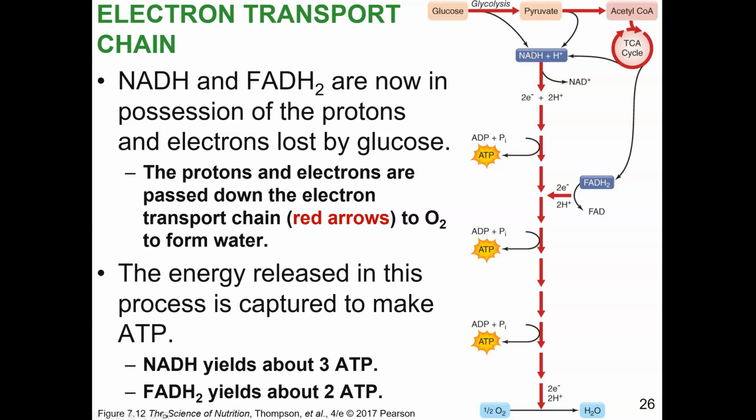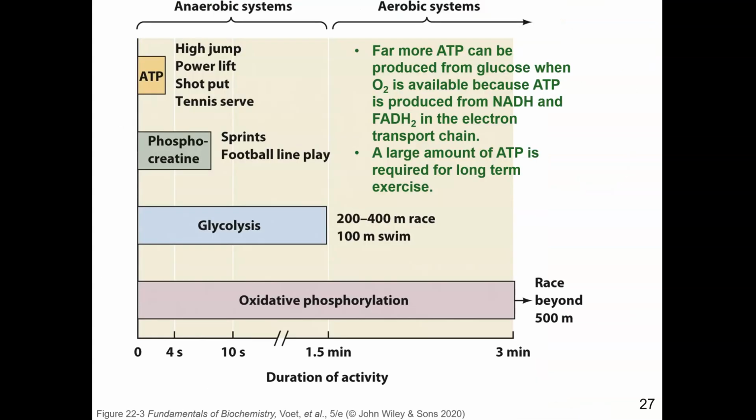And notice that for 1 NADH, you get 1, 2, 3 ATPs. The FADH2 enters a little bit lower, so for 1 FADH2, you get 2. So basically what we're doing is we're capturing some of the energy of this electron transport chain, and we're capturing it to form more ATP.